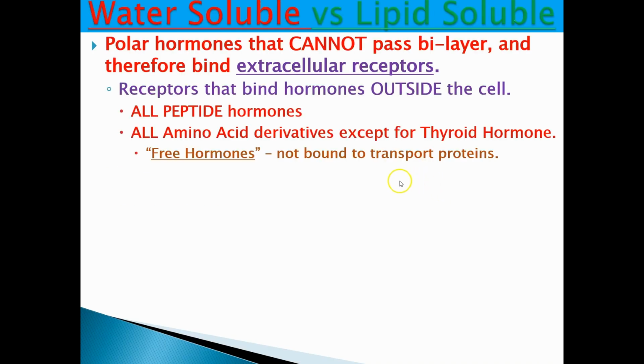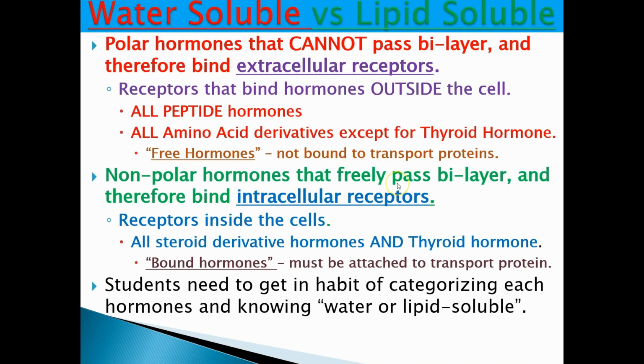All right, but we spent a lot of time on this. Again, you need to know the major points. When it comes to water soluble, the major point is it cannot pass the bilayer, which means it has to bind to the extracellular receptors. That's going to be all of the peptide hormones, and most of the amino derivatives except for thyroid hormone. These are considered free hormones because they cannot pass the bilayer, so they don't need transport proteins. But in effect that means enzymes can attach to these more easily and break them down. That's why these are shorter-lived molecules in comparison to your lipid-soluble hormones.